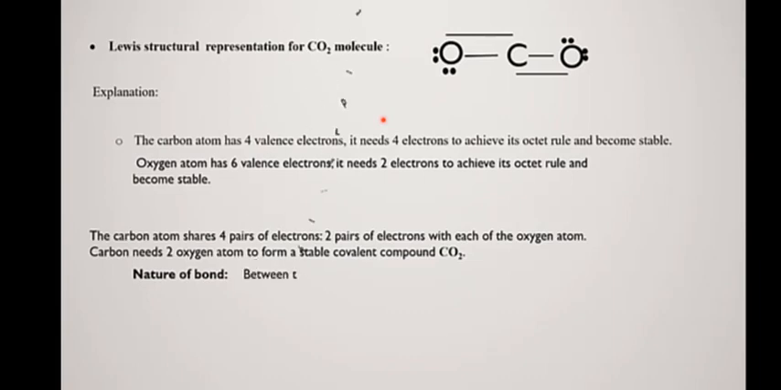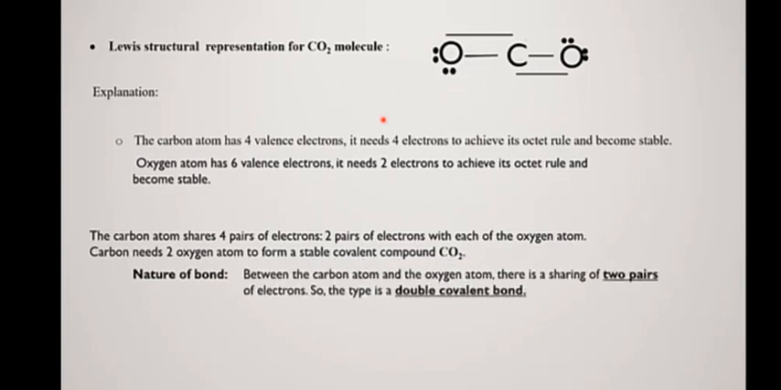And the nature of the bond here: between the carbon and oxygen atom, there is a sharing of 2 pairs of electrons, so the type is double covalent bond. In the previous lesson, when we talked about sharing 1 pair, we said that the type is single covalent bond, but here, sharing 2 pairs, the type is double covalent bond. Be careful that the sharing of 2 pairs will be between 2 atoms.